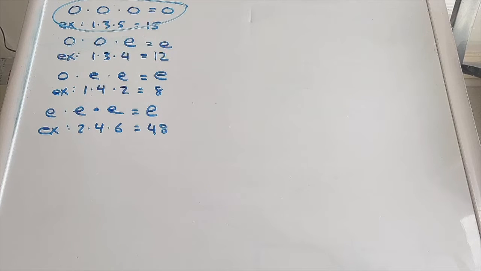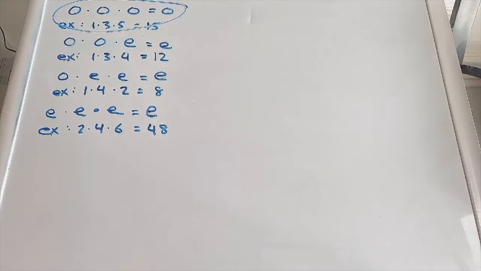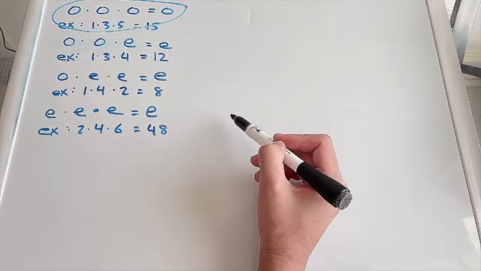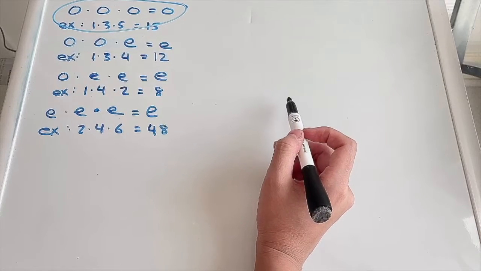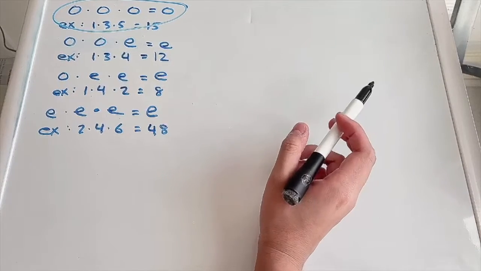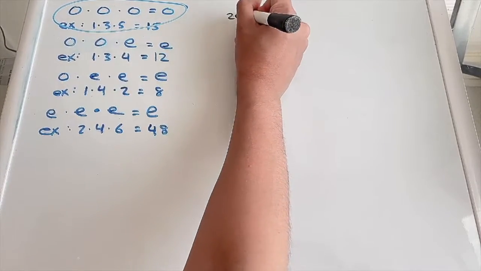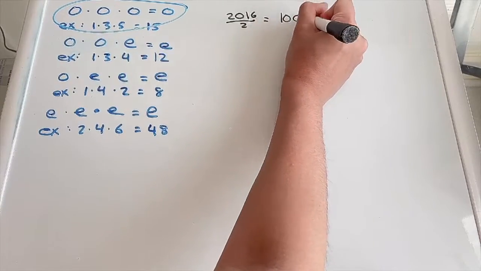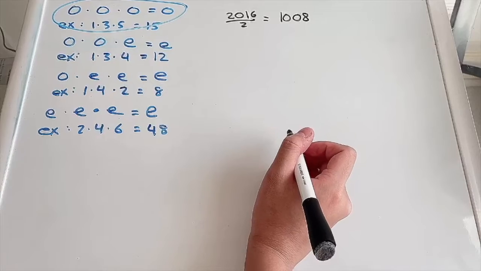So there are 2016 numbers, because we know that the numbers alternate odd, even, and so on. And because it is inclusive from 1 to 2016, the first number is odd and the last number is even. So exactly 1/2 of the numbers are even and 1/2 of the numbers are odd. So 2016 divided by 2 equals 1008. So 1008 of the numbers are even and 1008 of the numbers are odd.